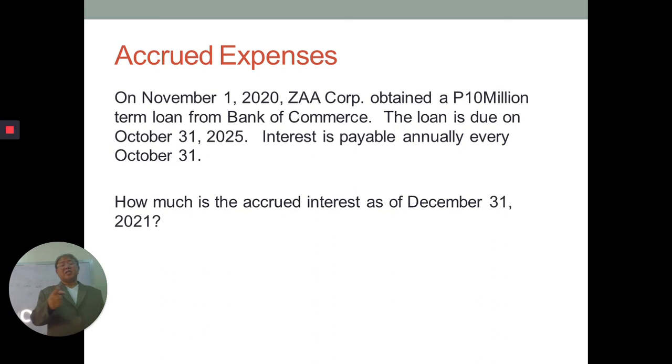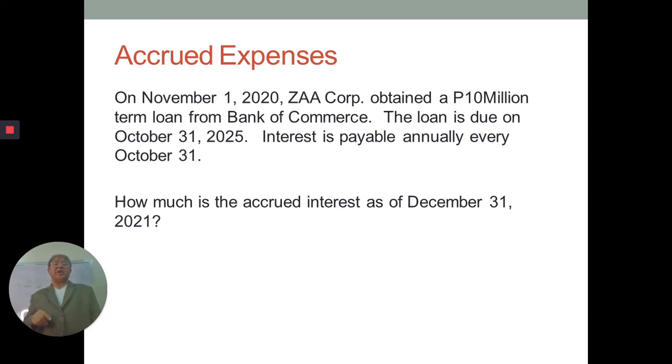On November 1, 2020, ZA Corporation obtained a 10 million term loan from Bank of Commerce. The loan is due on December 31, 2025. So it means that the loan is long term. Interest is payable annually every October 31. I guess the missing link here, sorry I was not able to indicate, is that the interest is 6%.